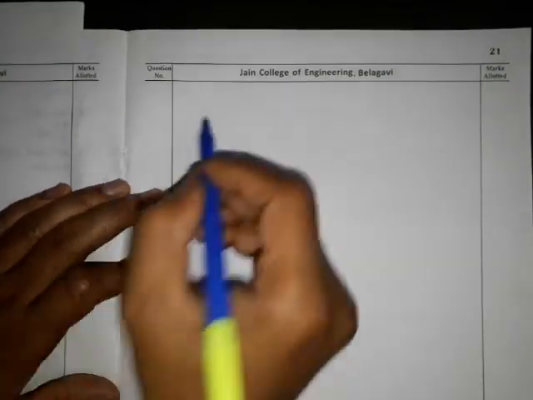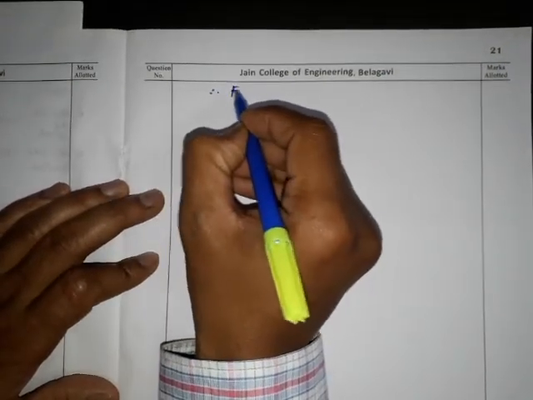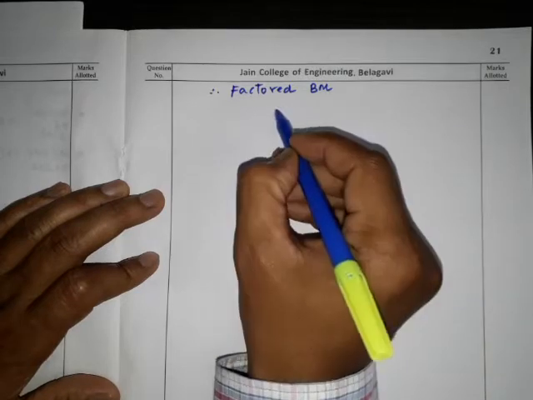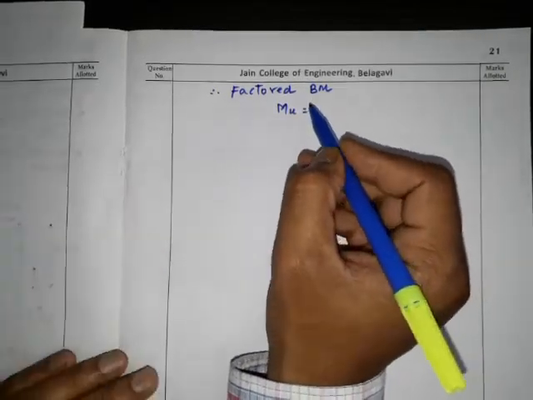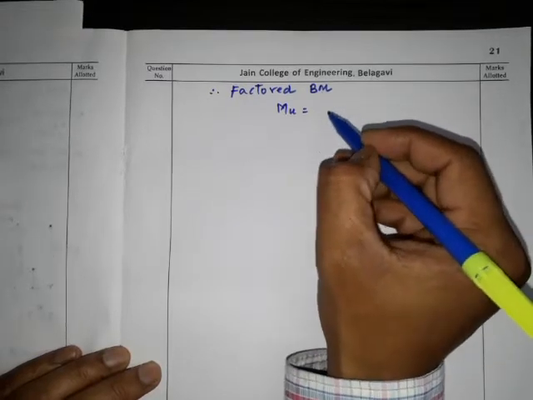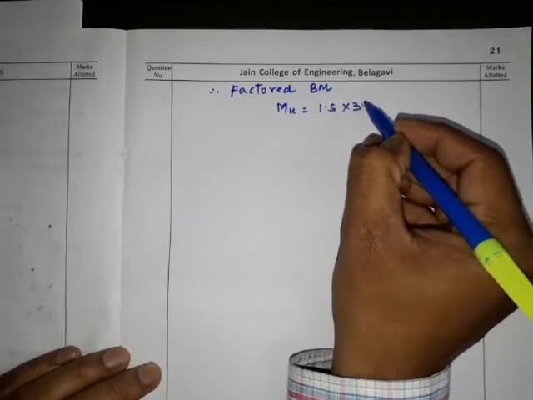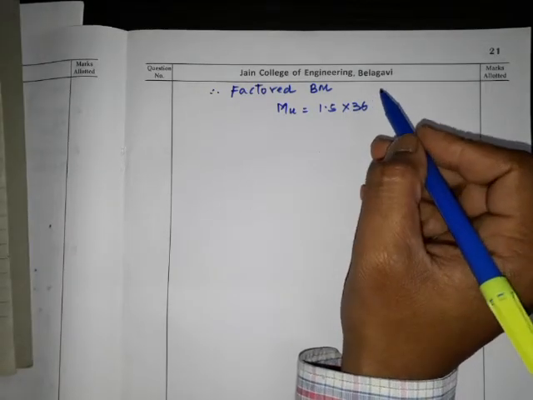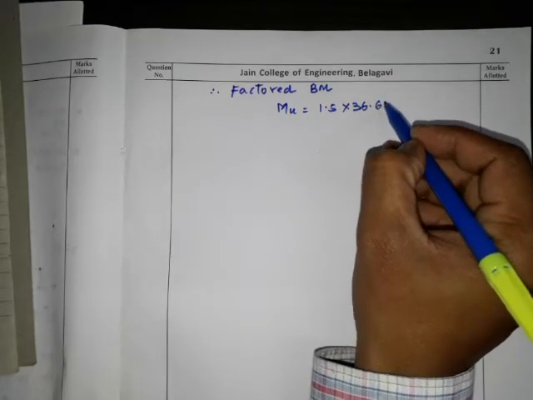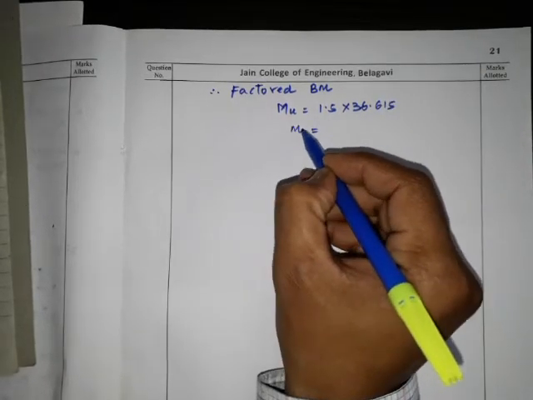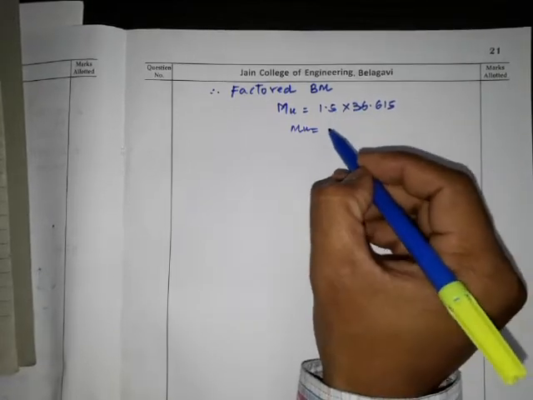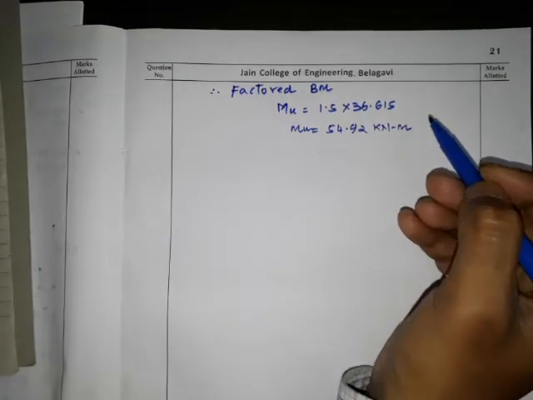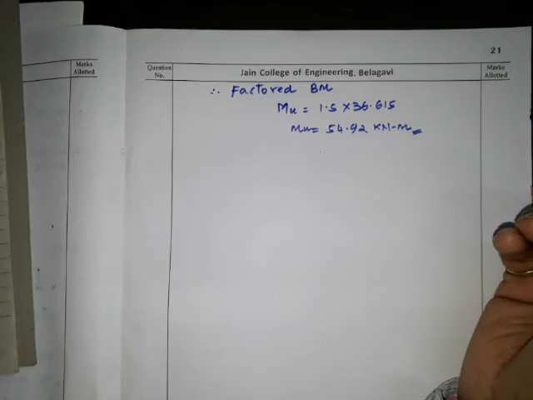Okay. So therefore factored bending moment Mu is equal to 1.5 times 36.615. So we get Mu is equal to 54.92 kilonewton meter. So we got the net factored bending moment.